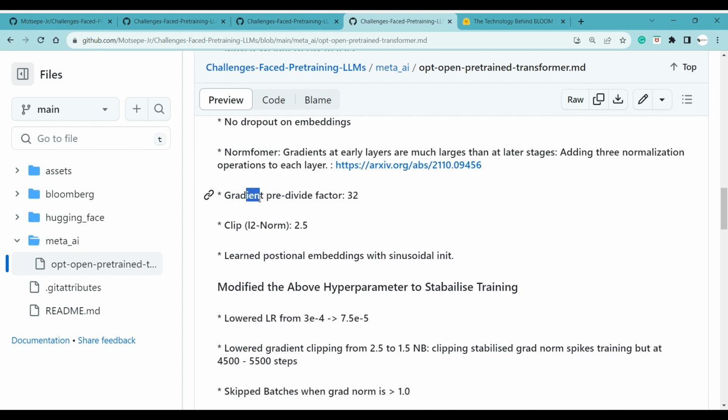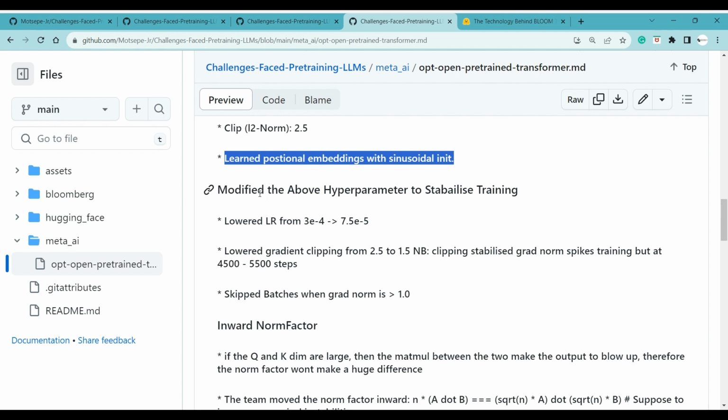Then we have the gradient pre-divide factor. They also used it, and they also had a clip of 2.5. They also added learned positional embedding with sinusoidal init, which we'll find out they actually had to change. It did not help.